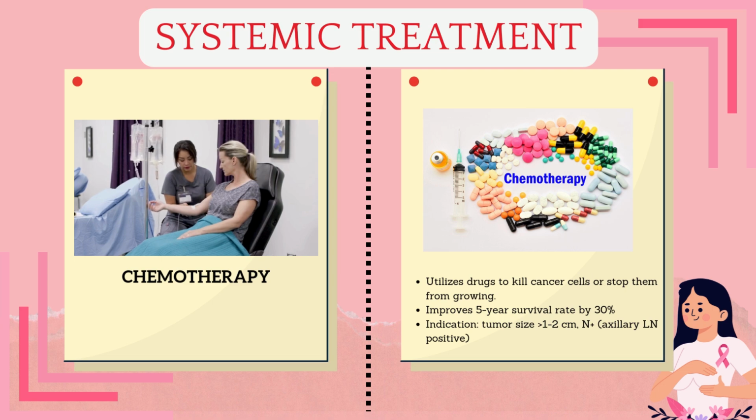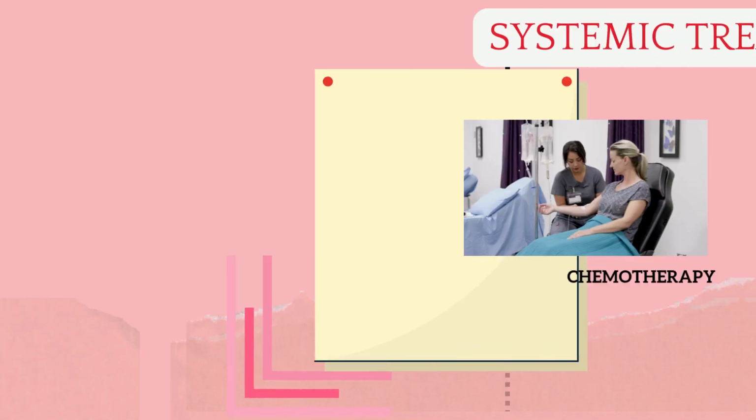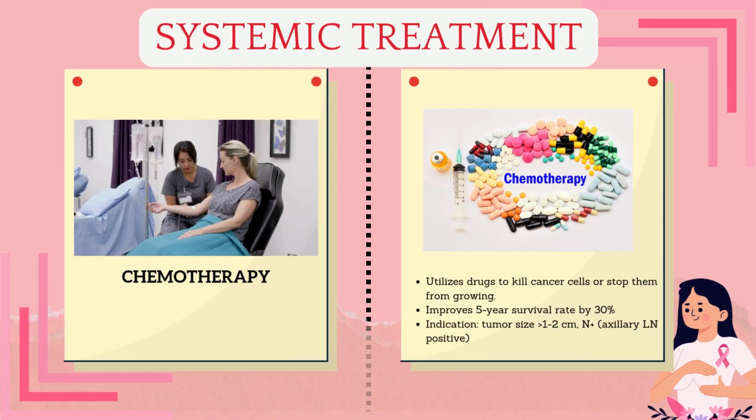Chemotherapy is used when the tumor is over 1 to 2 centimeters in size and it has spread to the axillary lymph nodes. Chemotherapy is not recommended for node-negative tumors or tumors less than 0.5 centimeters unless there are unfavorable prognostic features.